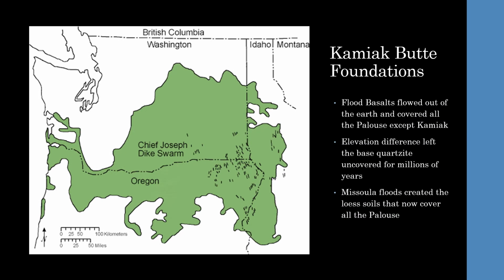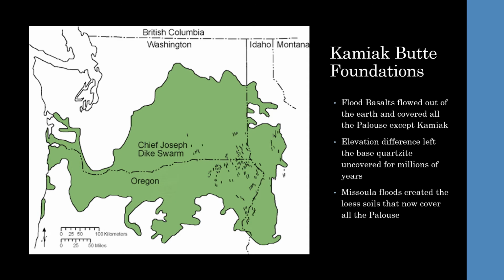Lava spilled out and spread across most of the Palouse. This happened dozens of times and covered it in around 2 kilometers of basalt rock. Kamiak had managed to avoid this due to it being a natural quartzite mountain, so in a sea of basalt it sticks out as an island of quartzite.